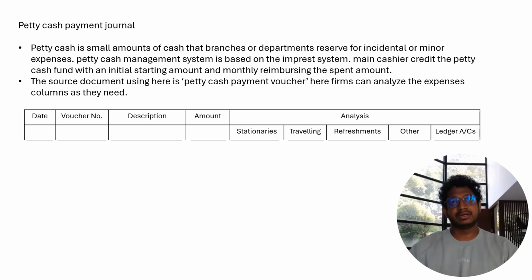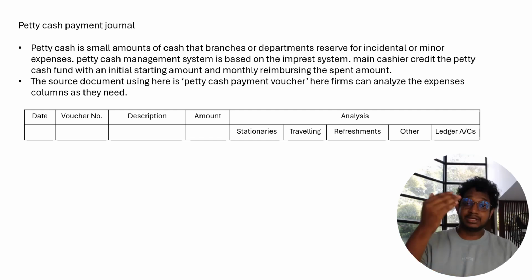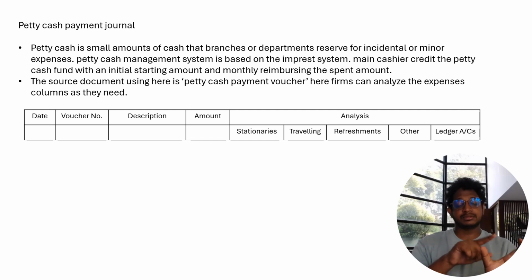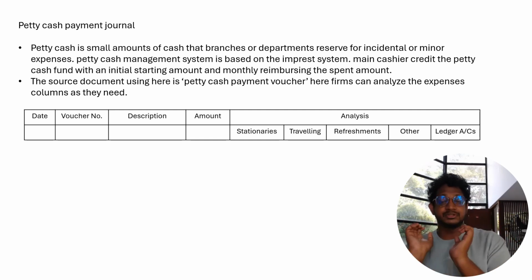So let us assume that the petty cash imprest is 25,000. In January, the petty cash payments that happened were 23,000. So at the end, there is a 2,000 balance in your petty cash journal, right? And at the start of the new month, the main cashier reimburses the amount that was spent, to refill up to that petty cash imprest of 25,000.